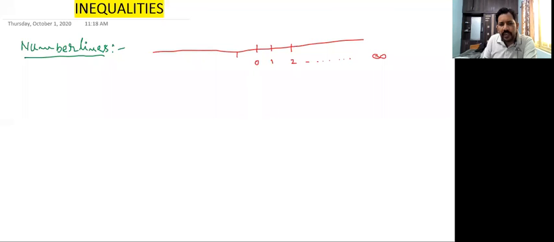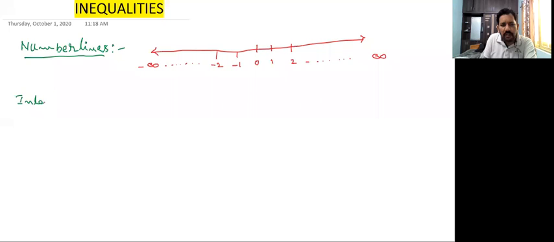Go to the left side: -1, -2, -3, and so on, up to minus infinity. This is the number line. The right-hand side is positive, the left-hand side is negative, with 0 between. Now, I am going to discuss intervals.